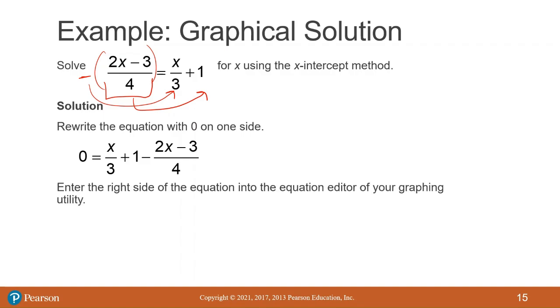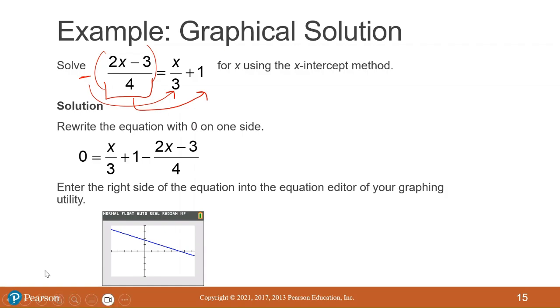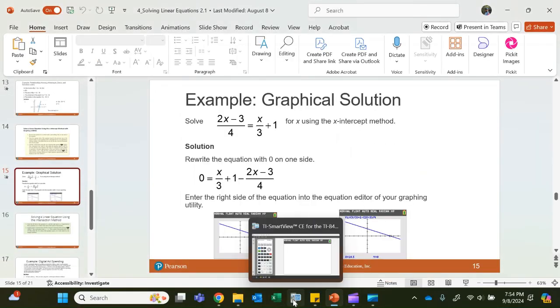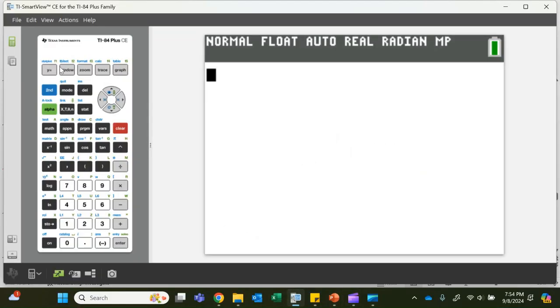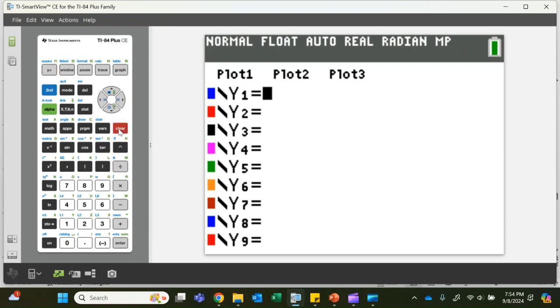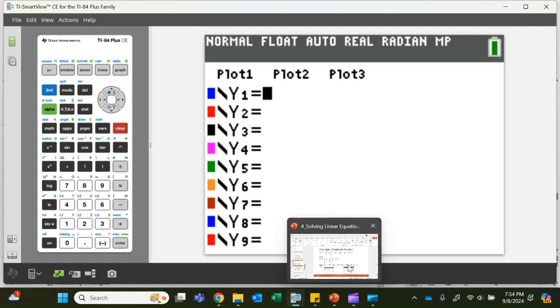Okay, now what we're going to do is enter the right side of the equation in the equation editor of your graphing utility. You should get a line that looks like this. All right, now here's what I'm going to do. I'm going to close my PowerPoint real quick, and I'm going to pull up my TI. Okay, and then I'm going to enter on my TI that equation from the PowerPoint.